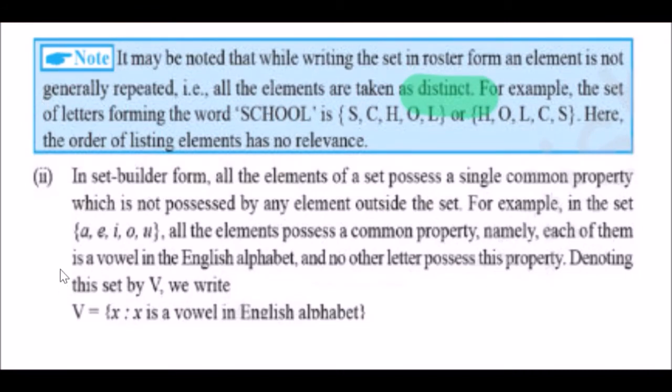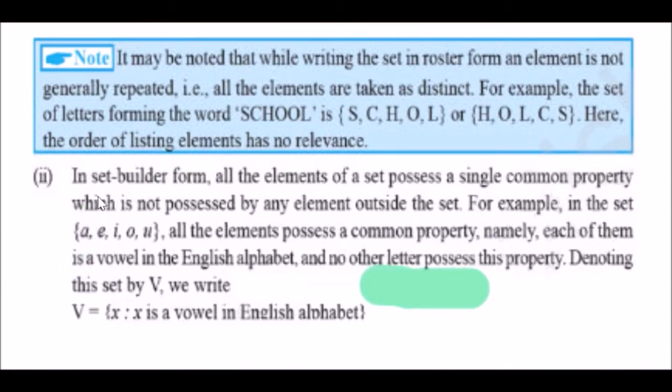Now the second is the set builder form. What does it mean? All the elements of the set will possess a certain property which is not shared by anything outside the set. For example, if you observe A, E, I, O, U, this is a set with a common property: they are vowels in the English alphabet, and no other letter possesses this property.